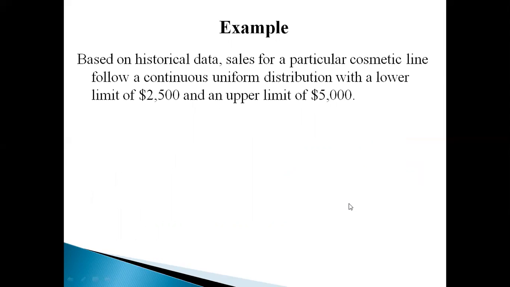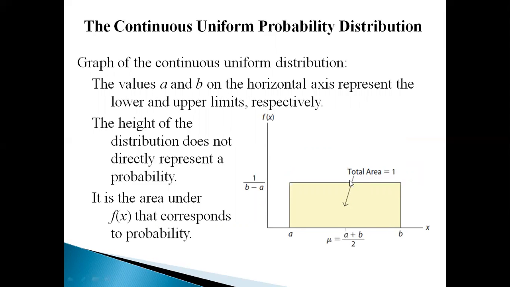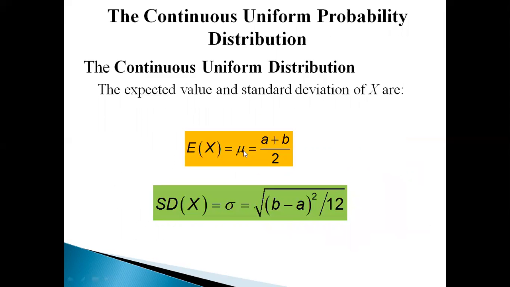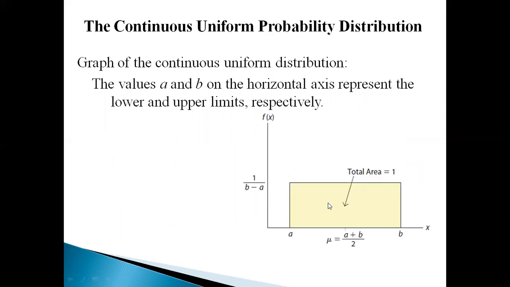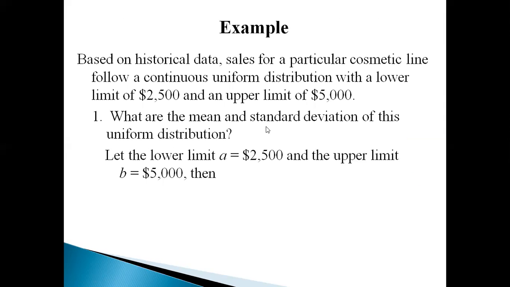So for example, based on historical data, sales for a particular cosmetic line follow a continuous uniform distribution with a lower limit of 2,500 and an upper limit of 5,000. Now remember, we're going to find the mean and the standard deviation as a plus b over 2 and the square root of the b minus a quantity squared divided by 12. So what are the mean and standard deviation of this uniform distribution? Well, a is 2,500, that's the lower number, and 5,000 is upper, so that's going to be b.